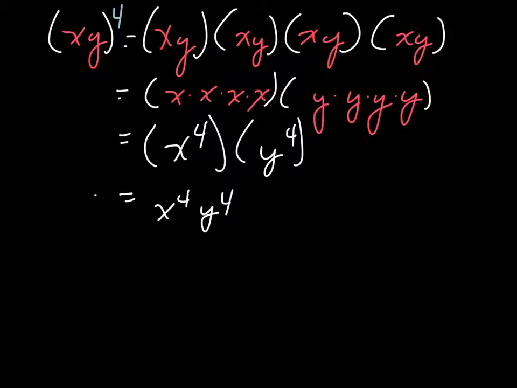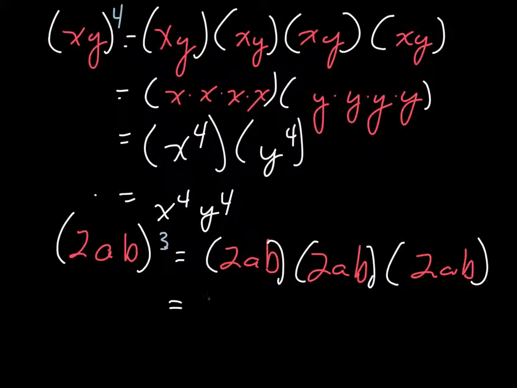Let's look at another fake one like that. If we have 2ab to the third, we're going to multiply 2ab times itself 3 times. So this time we're going to end up with 2 to the third, a to the third, b to the third. I seem to see 3 3's. 2 to the third, 2 times 2 times 2, is 8. And we can't do anything about the a and b. There's going to be a to the third, b to the third.